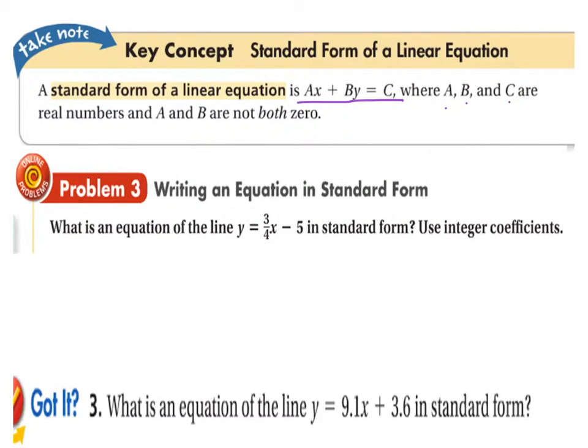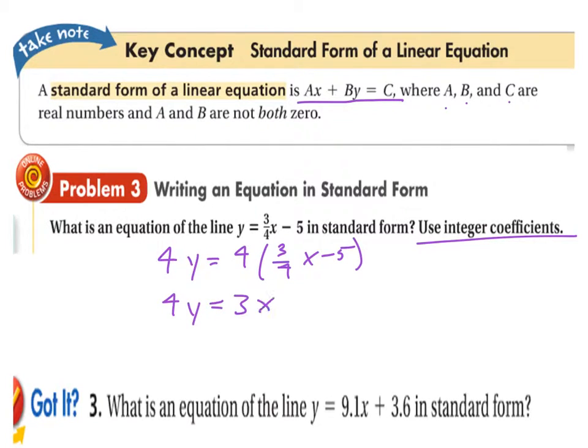So writing this equation in standard form, first thing we want to do is get rid of that fraction. And when we say standard form, we are wanting to have integer coefficients. So if you multiply both sides of the equation by 4, then that will get rid of that fraction for you.